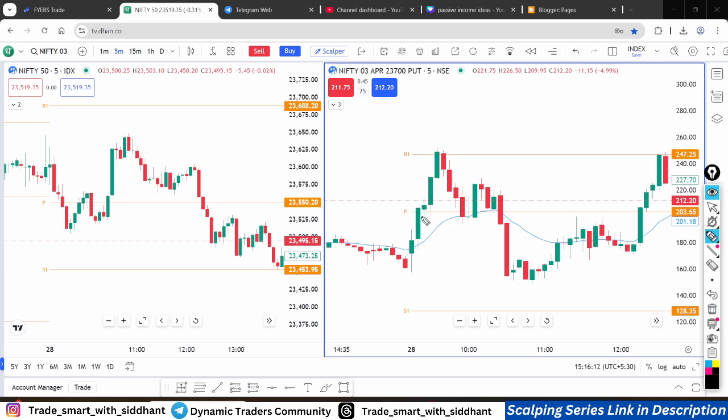Now it has closed above the pivot level. Our second entry will be above the pivot level only. Now it has closed above the pivot level and it has made a doji.